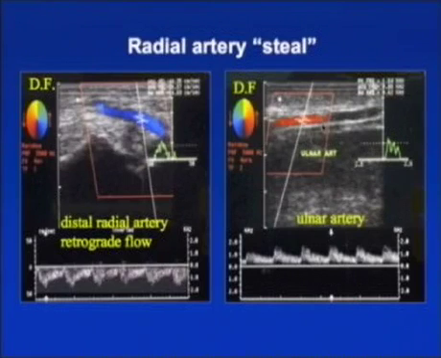We compress the radial artery and we can watch the ulnar artery, and we can watch the radial artery flow change directions. So it's interesting hemodynamics.